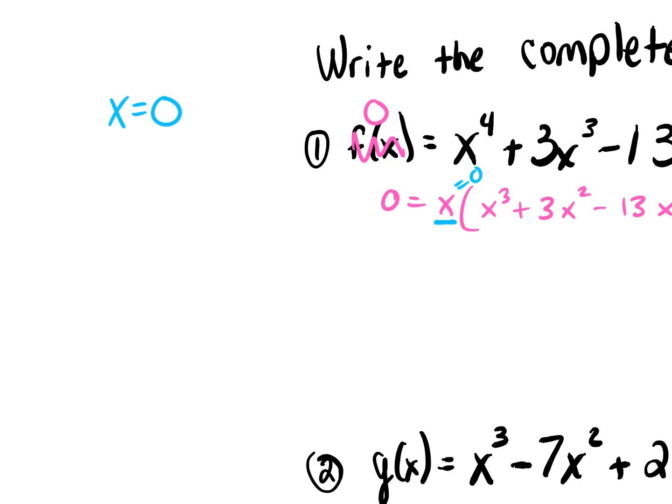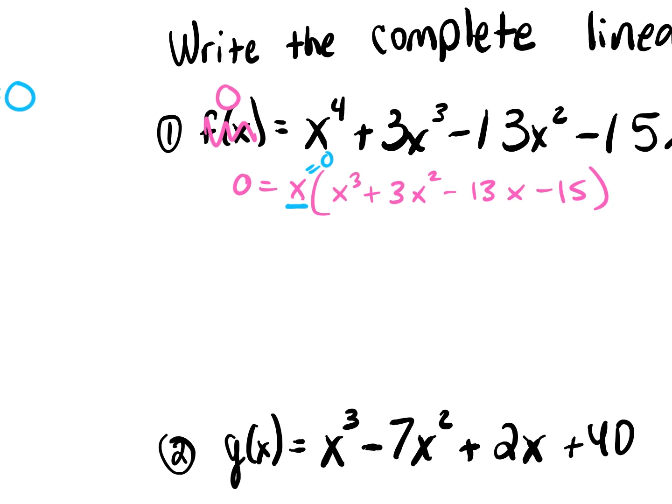How many solutions are we going to have here? 4. We're going to have 4 zeros, or 4 solutions.